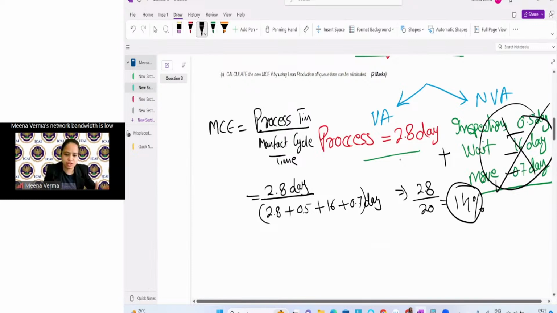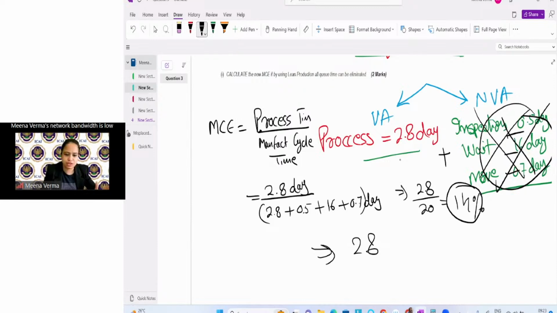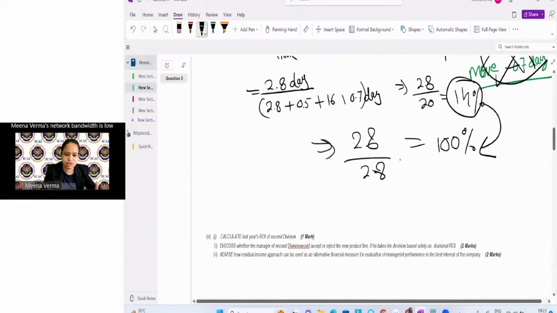So this is how, in a lean system, we focus on removing all the non-value-added activity. Why do we focus on removing it? So that the efficiency of the business will improve, right? So that we can improve the efficiency of the business, we focus on removing all the non-value-added activity. This is what they are also focusing on here.